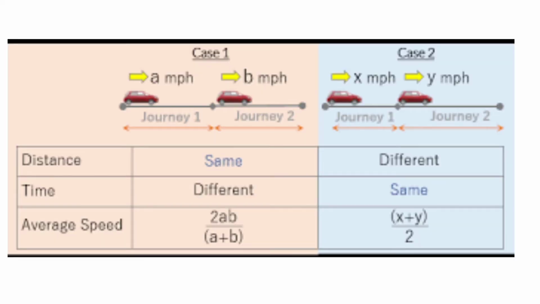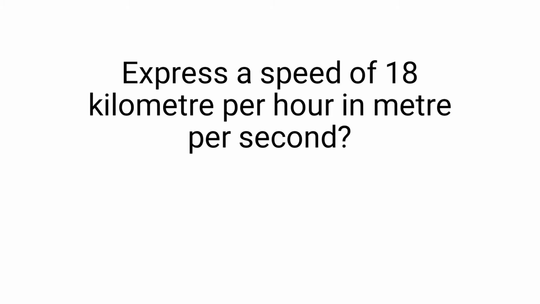Now look at this. If the distance is same and time is different, then the average speed will be 2xy divided by x plus y, that is 2ab divided by a plus b. And what about if the distance is different and the time is same? Then we have to add the speeds, x plus y divided by 2, the average of the speeds. If 2 speeds are given, then x plus y by 2. If 3 speeds are given, x plus y plus z by 3. Okay, so if the distance is same, then 2ab by a plus b.